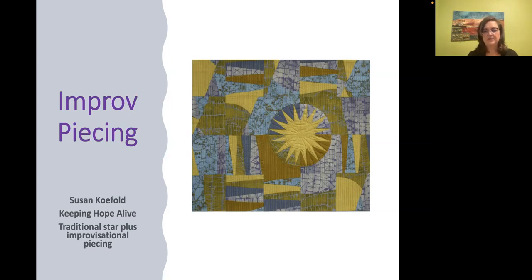Another example of improv piecing here, Susan Colfelt, her piece is called Keeping Hope Alive. And you see this reference to a traditional design with the star, plus she's used improvisational piecing.